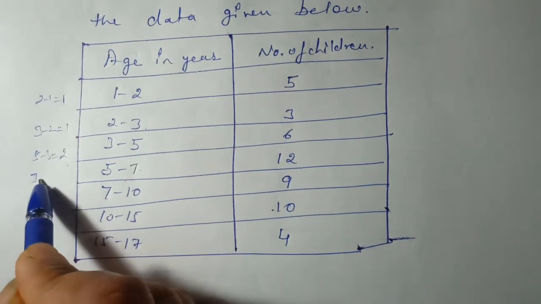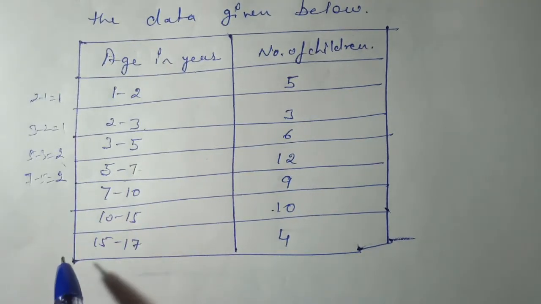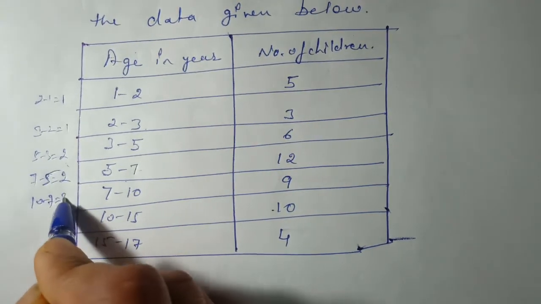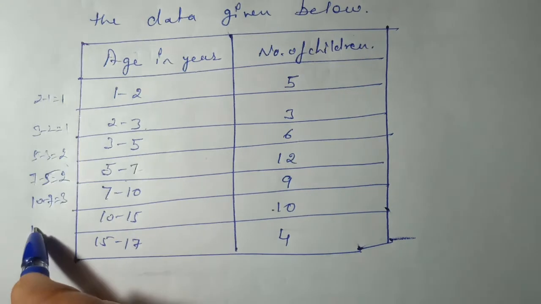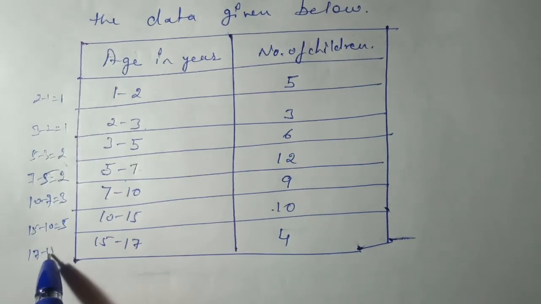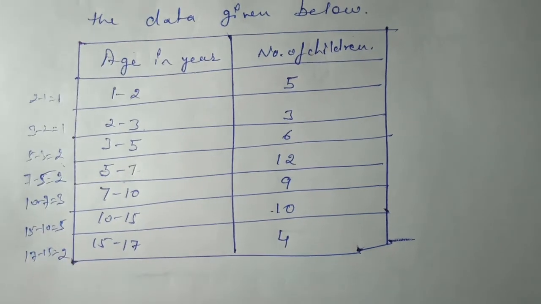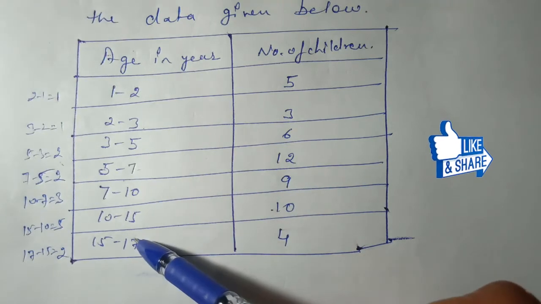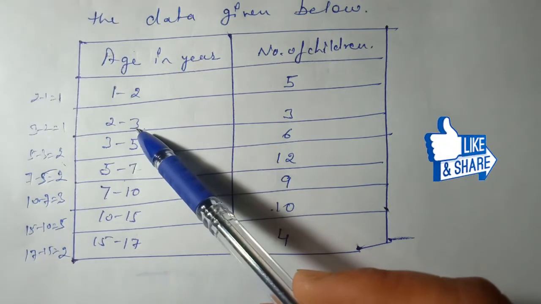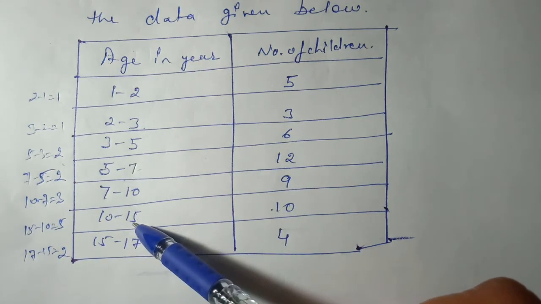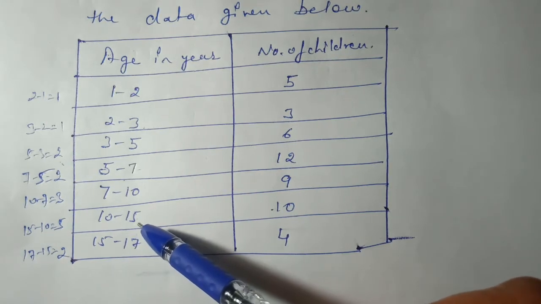Let us move to the next. 7 minus 5, again here the class size is 2. Next, 10 minus 7, here class size is 3. 15 minus 10, here class size is 5. And 17 minus 15 is equal to 2. So in these class intervals, what we are observing is that it is continuous, but the class size is not the same. So before drawing the histogram, we have to make a little change in the table.